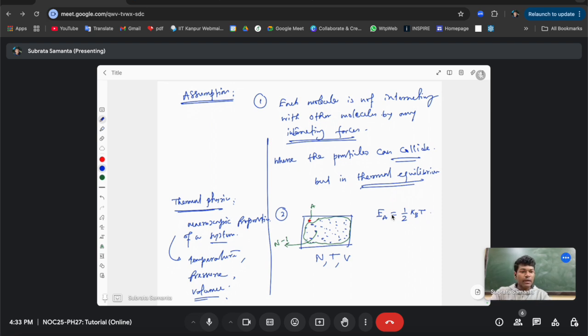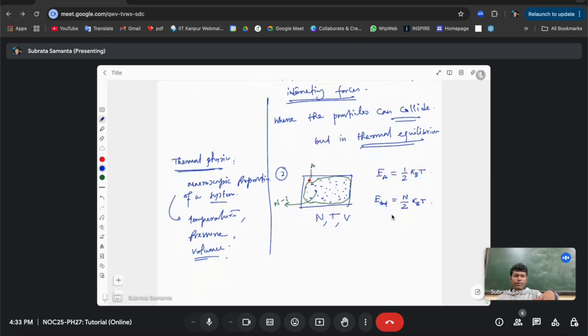So the total energy of the system, E total, is basically n by 2 kBT, because if there are n molecules and you can treat all molecules the same way independently, that is the total energy, right? Yeah, so far any questions? So that is basically the equipartition theorem. Each molecule has the same energy.